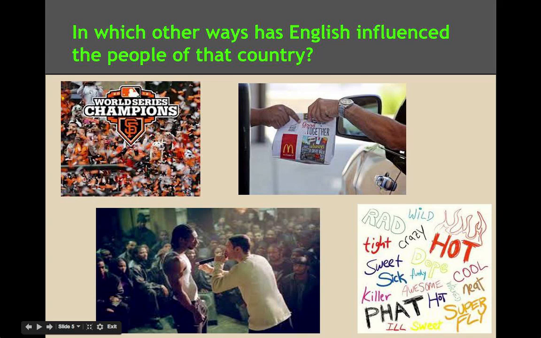So, in which other ways has English influenced the people of the country? So, the English language has helped them create their own identity. For example, wherever you go in the world, they will always notice Americans from the accent and from the way they speak English.